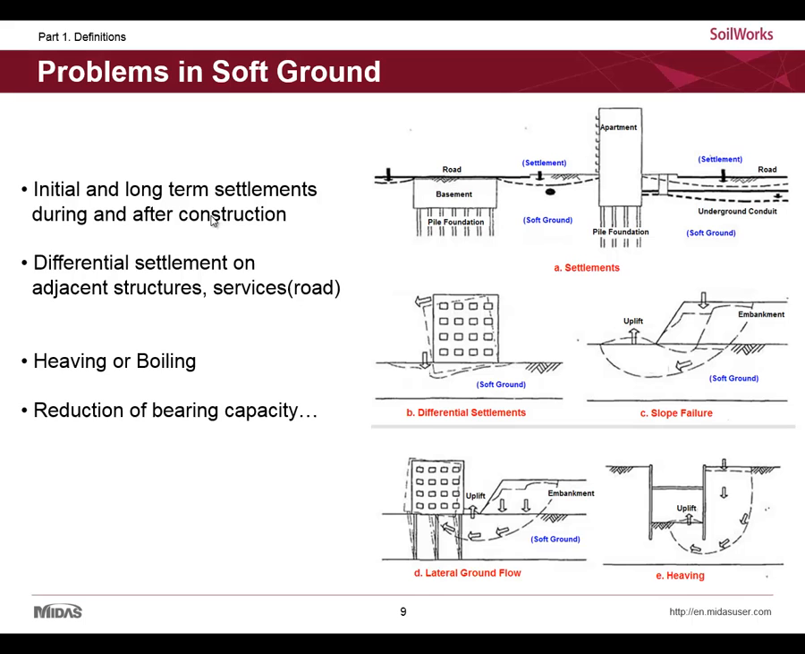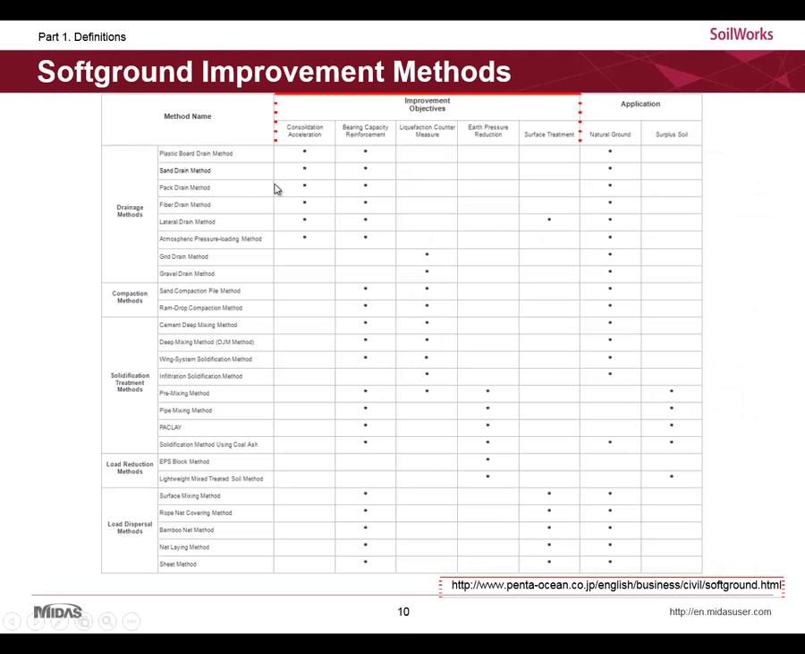So when we select the most suitable soft ground improvement, we have to fully investigate the site condition in terms of geological and geotechnical parameters. The following table is the improvement method according to the improvement objectives and application. The respective features of these methods can be used as reference in selecting suitable ground improvement.